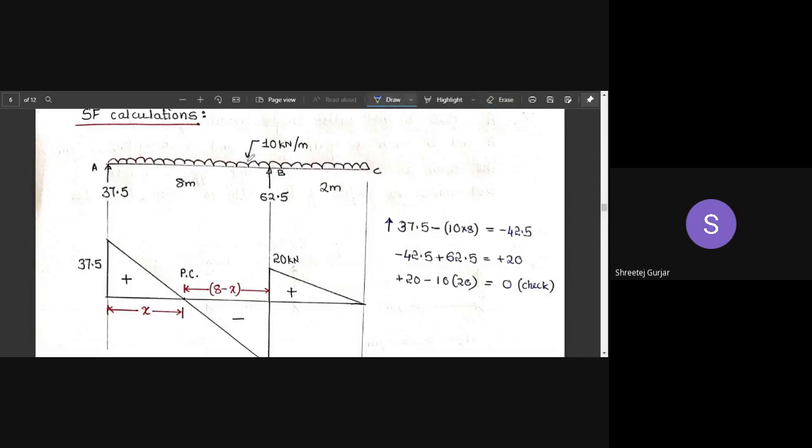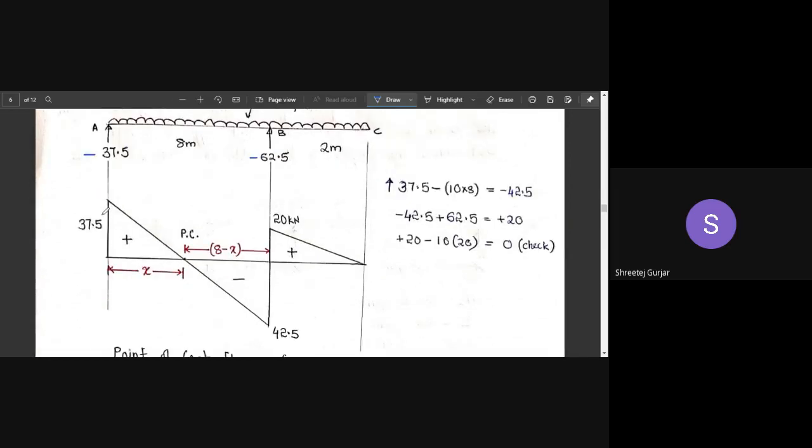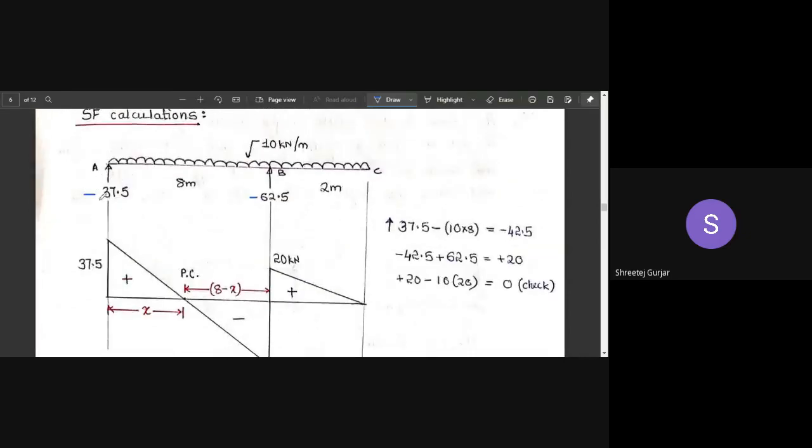So this is your free body diagram of your beam. We have calculated reactions, which I have mentioned over here. Starting from point A, this is 37.5 and it is going upwards. It is a reaction which is going upwards. So I will go 37.5 units upwards. This line I have drawn, 37.5.